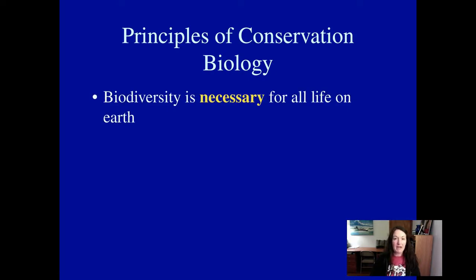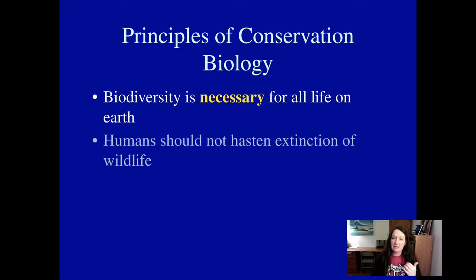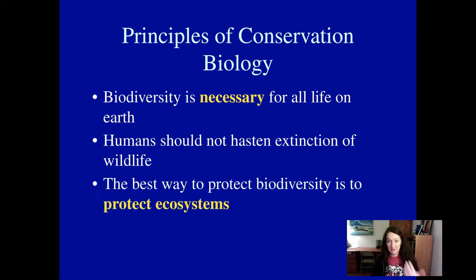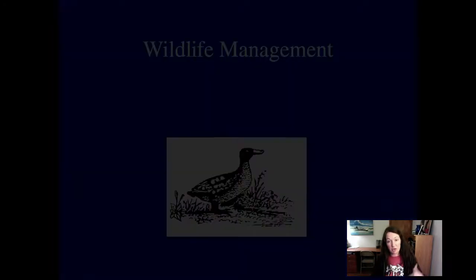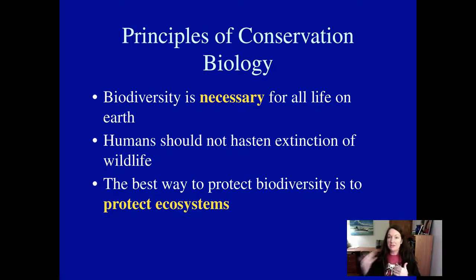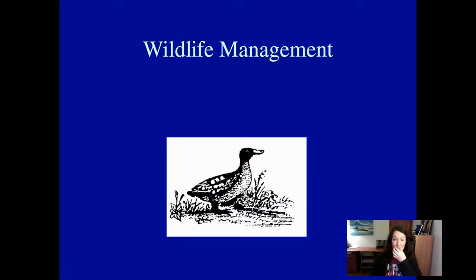In conservation biology, we recognize that biodiversity is necessary for life on Earth, including ourselves. So we shouldn't cause extinction of wildlife to continue happening at the fast rate that it is happening. And the best way to protect biodiversity is to protect the ecosystems we already have. Now, there is also restoration biology, which is restoring old ecosystems, but that's not a simple strategy. It takes a lot of work to restore an ecosystem, but protecting an ecosystem that's already there is much less intensive. So that tends to be a focus for conservation biology.